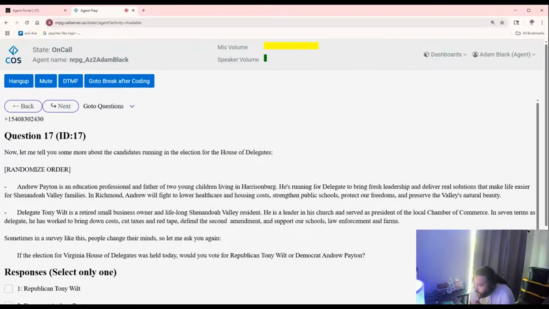Delegate Tony Wilt is a retired small business owner and lifelong resident. He is a leader in his church and served as president of the local Chamber of Commerce. In 7 terms as delegate, he has worked to bring down costs, cut taxes and red tape, defend the Second Amendment, and support our local schools, law enforcement, and farms.